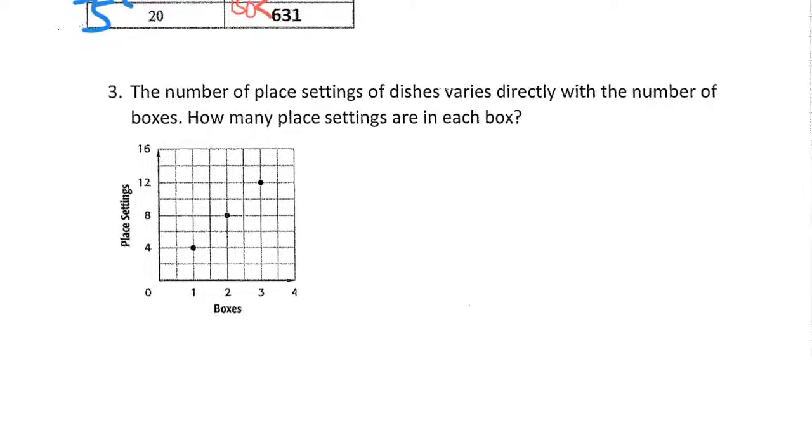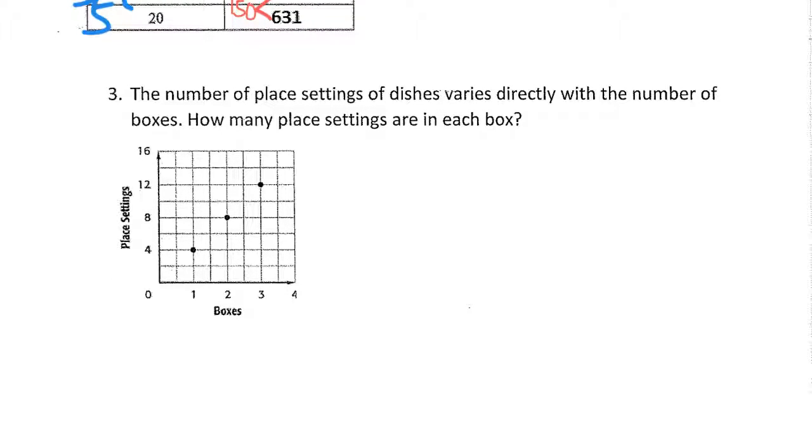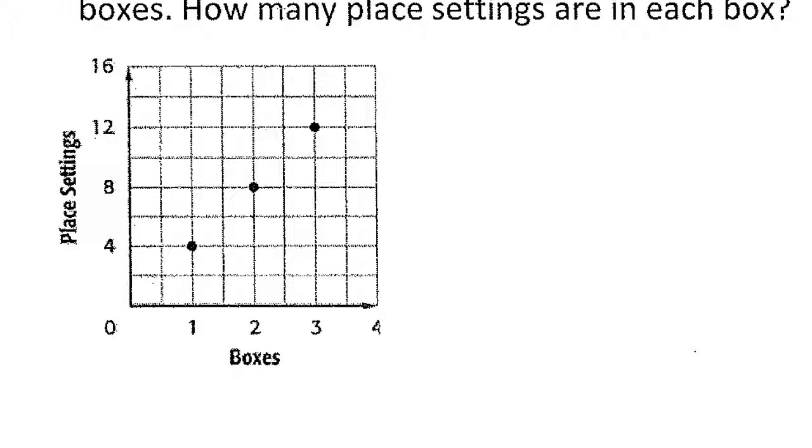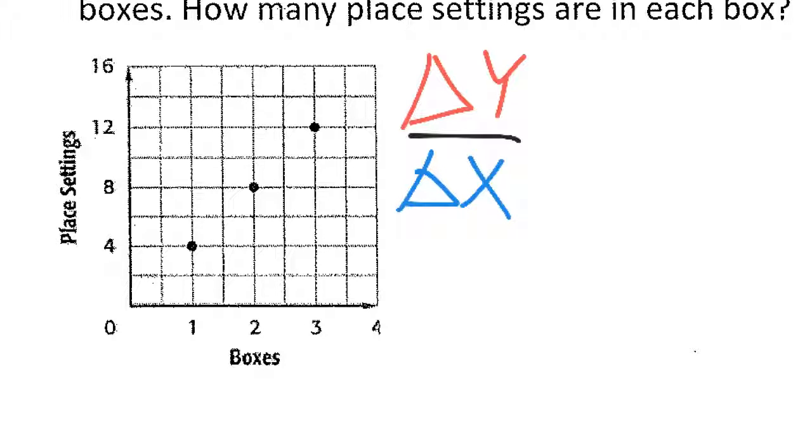So now number 3. The number of place settings of dishes varies directly with the number of boxes. How many place settings are in each box? Multiple ways to do this. I'm going to show you 2. You can look at change of y over change of x. And that will absolutely get you what you're looking for because this is a direct variation.